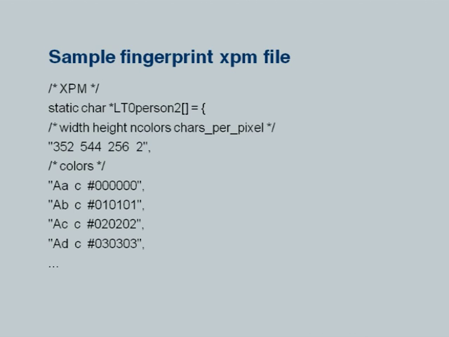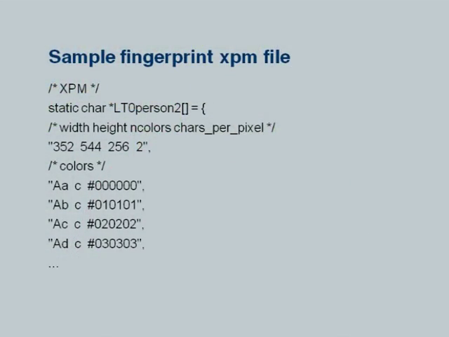What does it mean? To recall from our previous explanation, 352 is the width, 544 is the height. That means this particular picture has 544 rows and each row has 352 pixels. We are saying that in total there will be 256 colors. Obviously, it is a grayscale. So 0 to 255 will be the colors, and each color will be 00 00 00, 01 01 01, 02 02 02. Remember what I said? Red, green and blue in exactly equal measure will constitute a gray shade. And finally, this value says that each of these 256 colors will be represented by two ASCII characters.